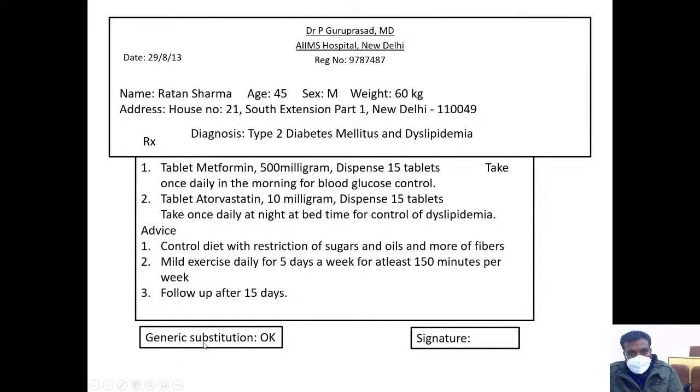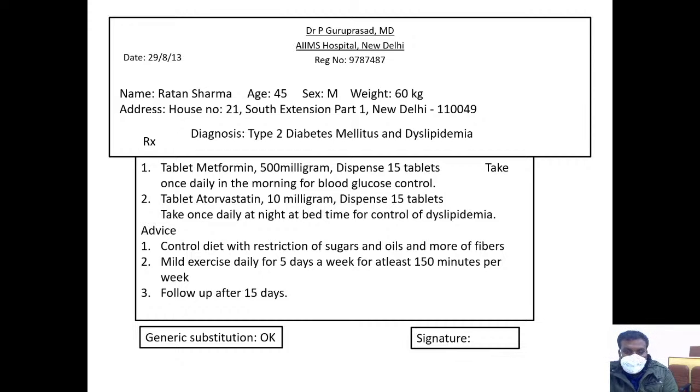So again, here you have to write the doctor's name and his affiliation, his registration number, then the date, then the patient's name, age, sex, weight of the patient if needed. Sometimes to calculate the dose you need the weight of the patient, then the patient's address, then you have to write the diagnosis of the patient. So this patient is diagnosed with type 2 diabetes mellitus and dyslipidemia.